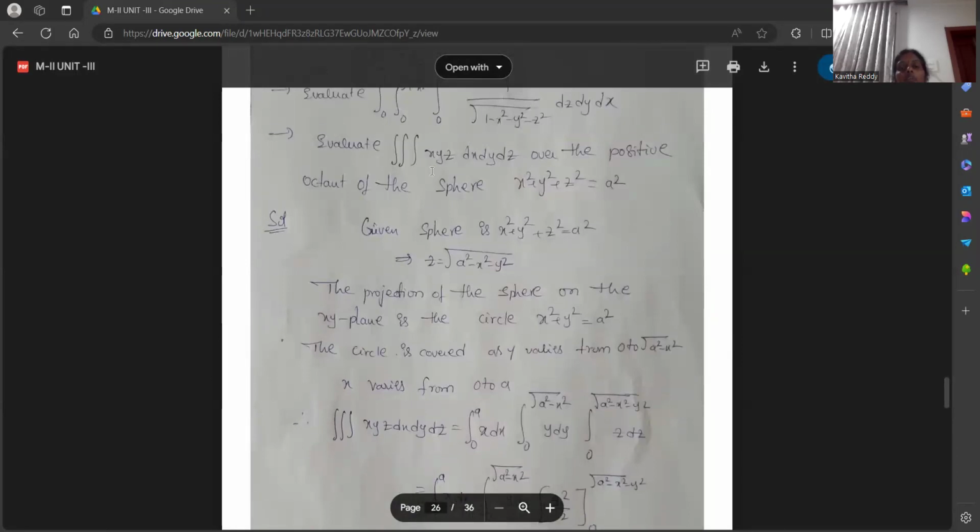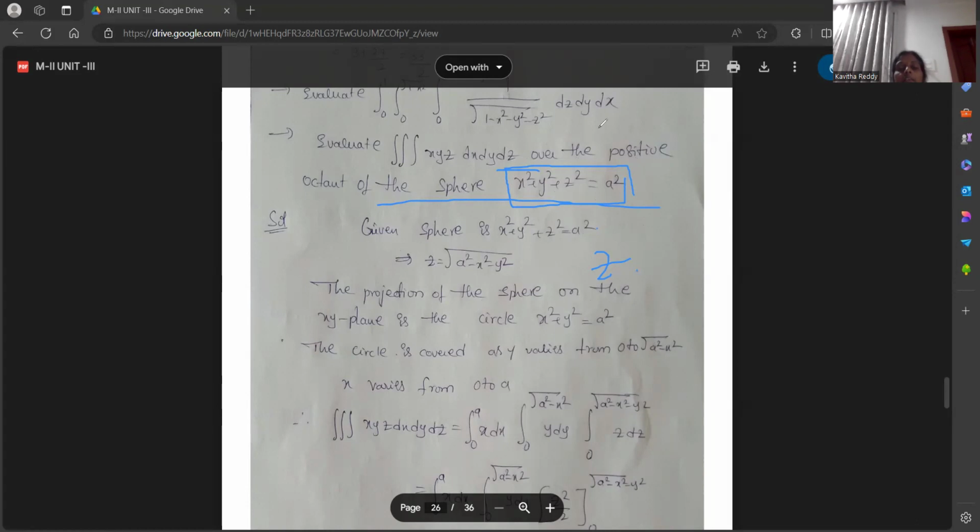Evaluate the triple integral of xyz dx dy dz over the positive octant of the sphere. The sphere equation is given and the radius is a. What is the sphere here? The sphere is x square plus y square plus z square equal to a square. Then z is what? Z equal to under root of a square minus x square minus y square.